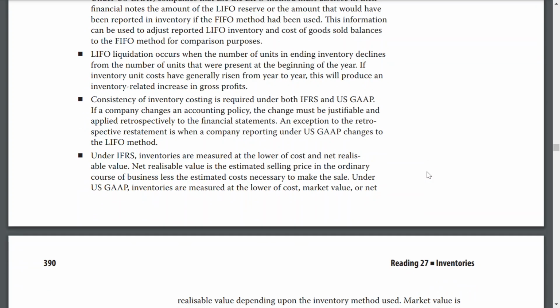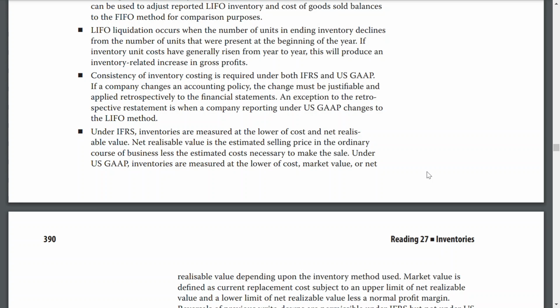LIFO liquidation occurs when the number of units entering inventory declines from the number of units that are present at the beginning of the year. If inventory unit costs have significantly risen from year to year, this will produce an inventory-related increase in gross profits.